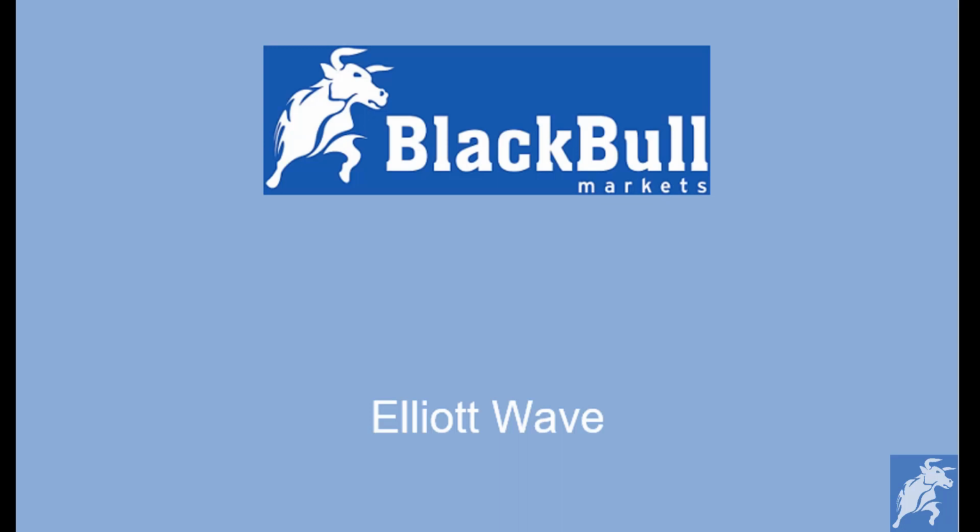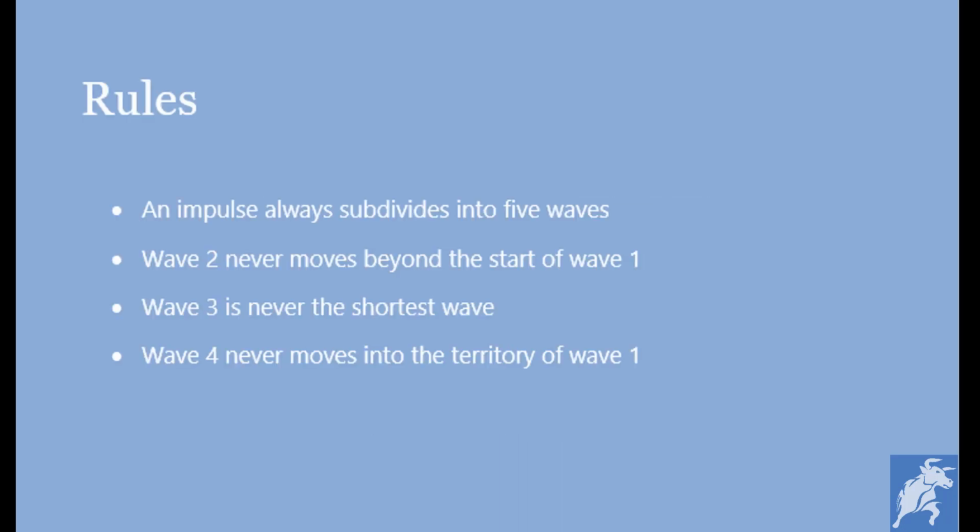I'll take you through some of the rules you need to learn to recognize your impulse wave. The rules are that an impulse always subdivides into 5 waves. I'll show you this later in some of the next slides. Wave 2 never moves beyond the start of wave 1. Wave 3 is never the shortest wave, but it doesn't have to be the longest wave, but it can't be the shortest wave. And wave 4 never moves into the territory of wave 1.